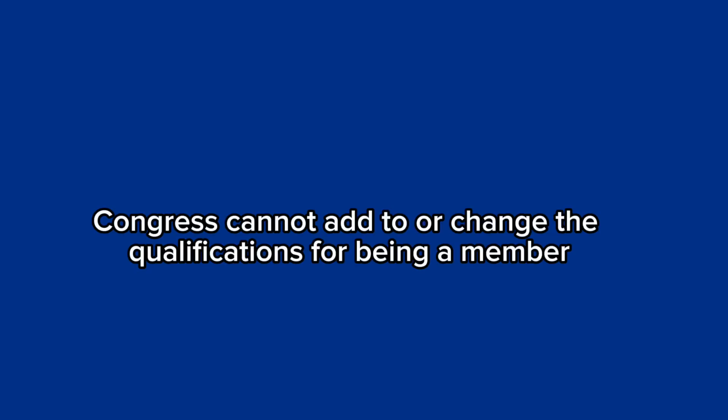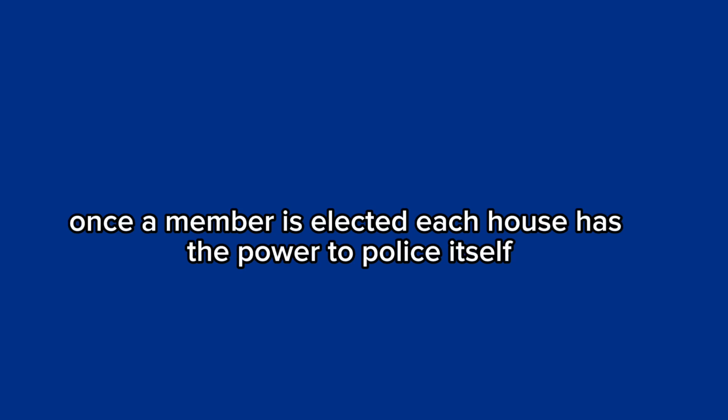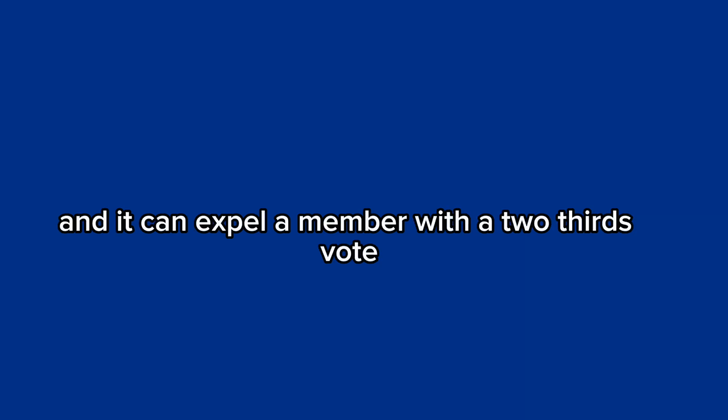Let's wrap up with Congress's power over itself, over its own members. First, a key limit. Congress cannot add to or change the qualifications for being a member, which are set in the Constitution: age, citizenship, and residency. The Supreme Court settled that in a case about term limits. U.S. Term Limits v. Thornton. That's the one. However, once a member is elected, each house has the power to police itself. It can punish a member for disorderly behavior, and it can expel a member with a 2/3 vote.